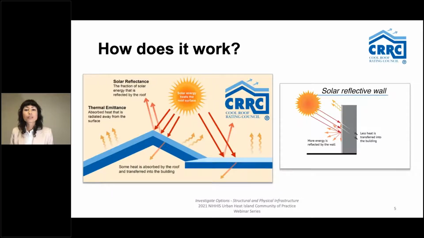by emitting thermal radiation. The metrics that determine the coolness of a roof or wall are solar reflectance and thermal emittance. And both of these properties are measured and rated on a scale of 0 to 1, where 1 is the most reflective or the most emissive. With respect to urban heat island mitigation, the greater the number of buildings in a given area with cool roofs and walls, the lower the outdoor ambient air temperature.